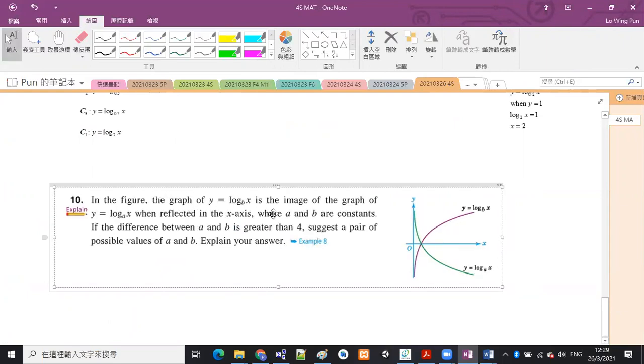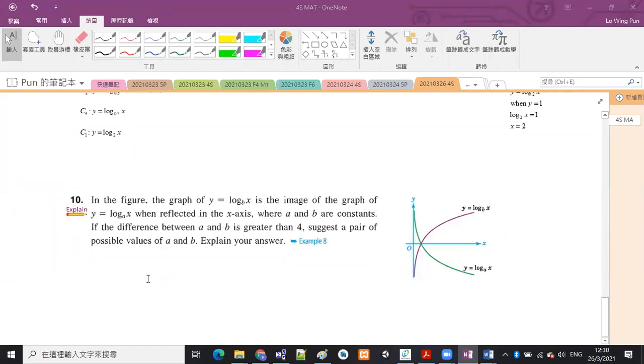In the figure, the graph of y equals log x base b is the image of the graph of log x base a when reflected in the x-axis, where a and b are constants. If the difference between a and b is greater than 4, suggest a pair of values of a and b. This is actually very simple. Image of each other reflected in the x-axis. That is up-down reflection. Okay, up-down symmetric.